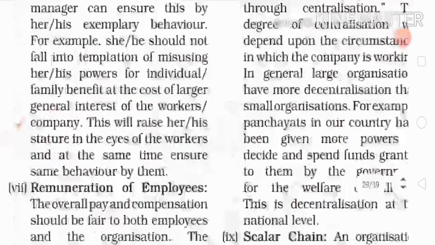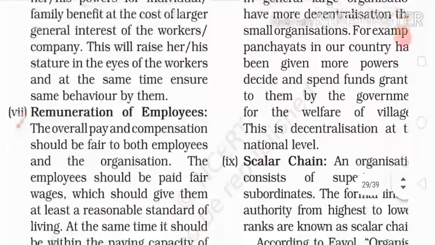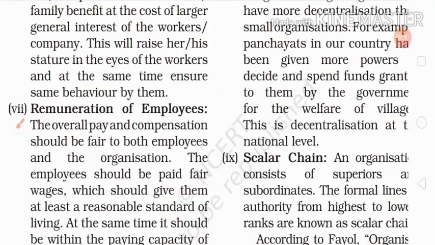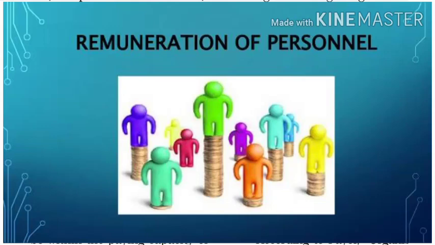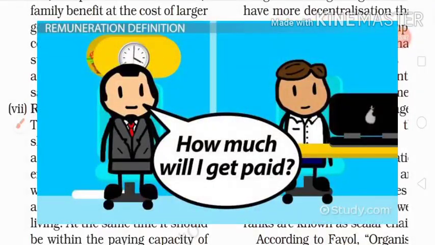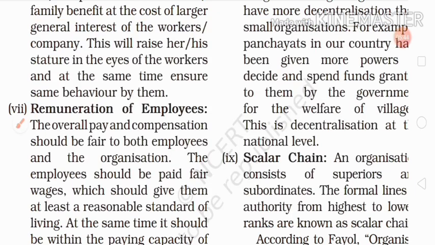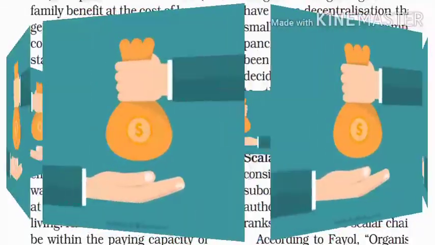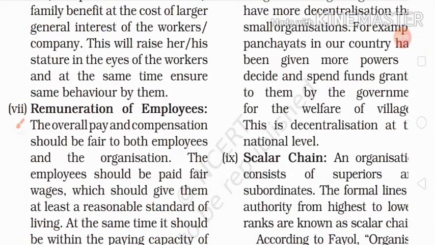Got it? Point number seven, that is remuneration of employees. According to this principle, employees in the organization must be paid fairly or adequately to give them maximum satisfaction. So the remuneration must be just and fair, because if employees are underpaid, they will not be satisfied, and an unsatisfied person can never contribute his maximum. Got it? So dissatisfaction will lead to an increase in employee turnover. So to have stability in the organization and to get maximum efforts from employees, the employees must be paid fairly.